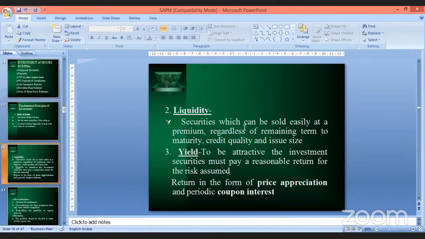Liquidity means what? Securities which can be sold easily at a premium. Let's say you are holding a security. Security may be a stock, a share, or debt instruments like bonds. Whenever you are holding these securities, you should be able to sell them easily without any hurdles at a premium. Let's say I am holding a particular share, its price.